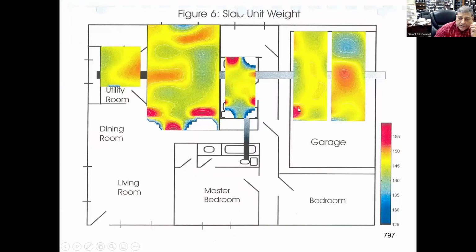You can also check the soil unit weight, the slab unit weight. Concrete is 150. These areas are 150. These areas are about 145. The blue areas are about 130 unit weight. Too much water.